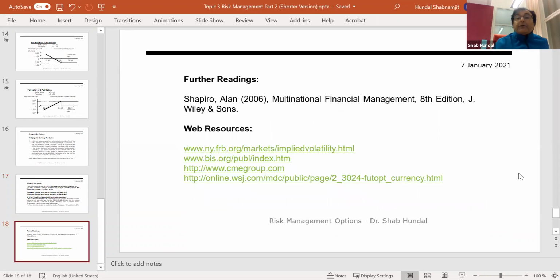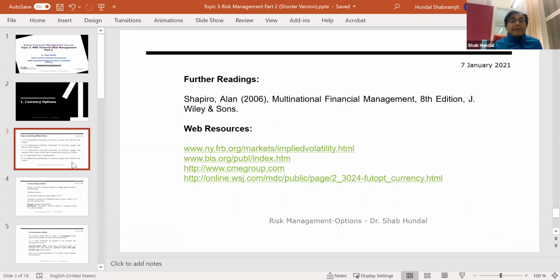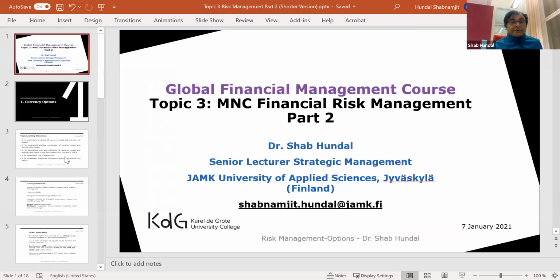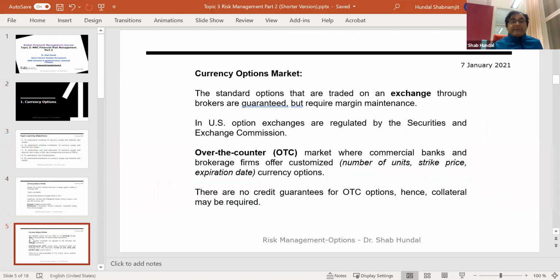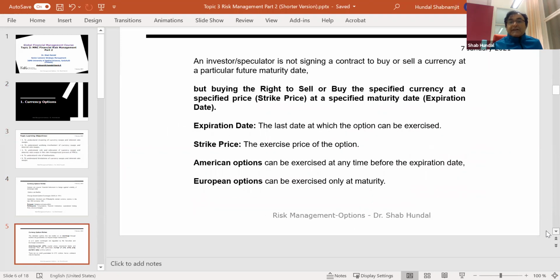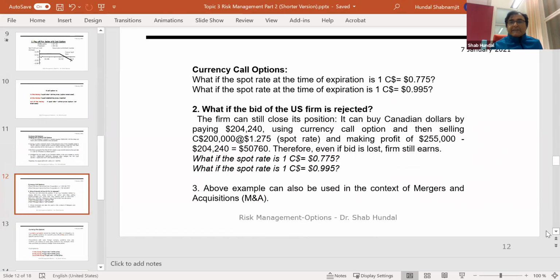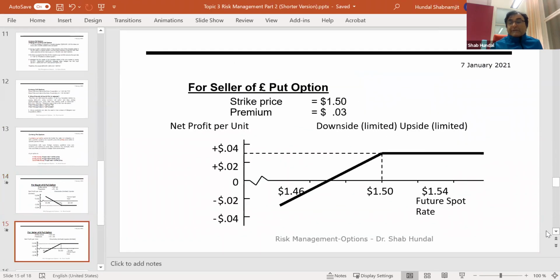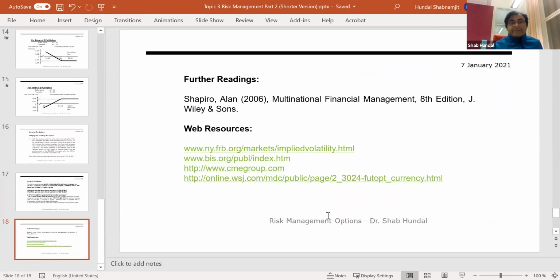So this is everything for now, and this is all about the options basically. So a quick recall, we studied the forwards, futures, and then options, which involve elements of both the futures and the forwards. But definitely they're far more flexible and far more user-friendly than the forwards at least. Okay, so this is all about the currency options.